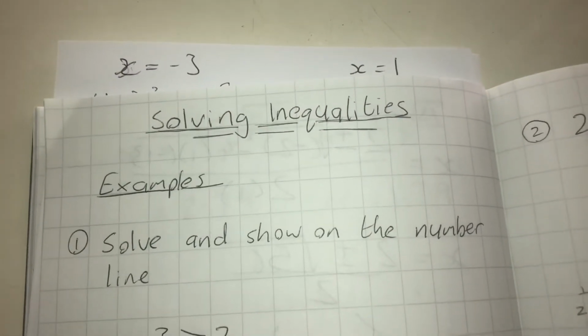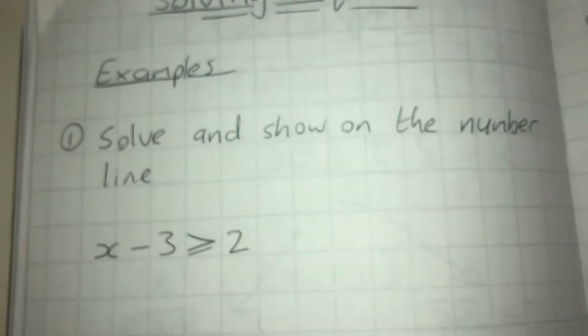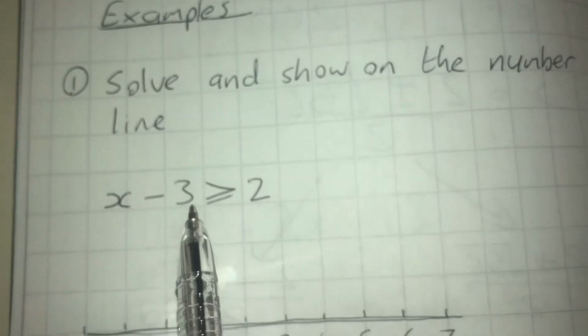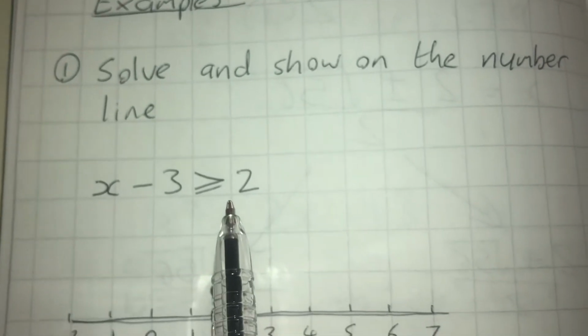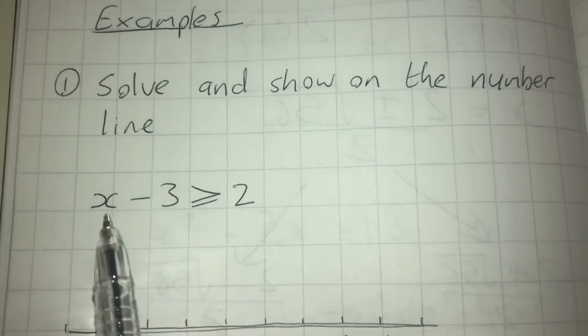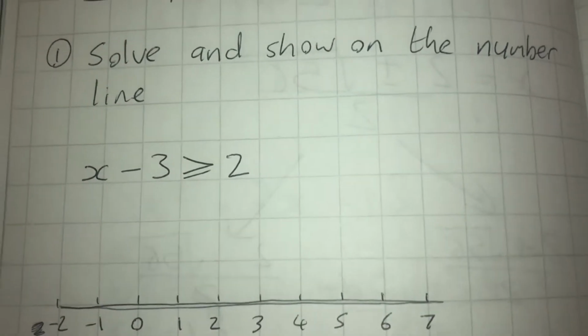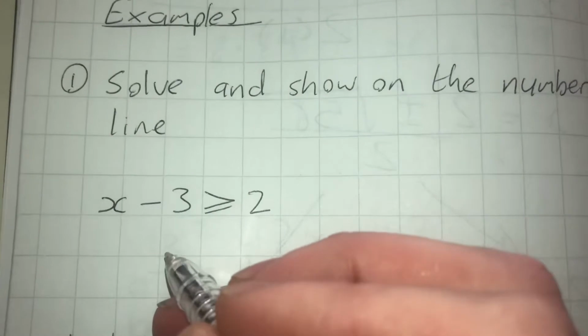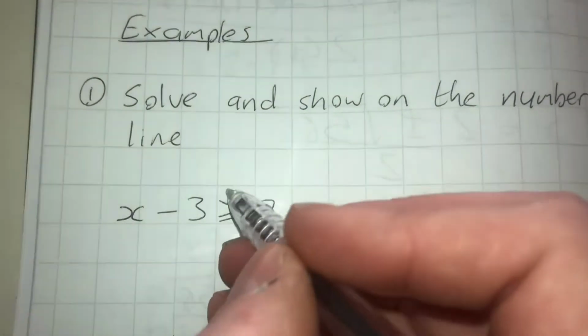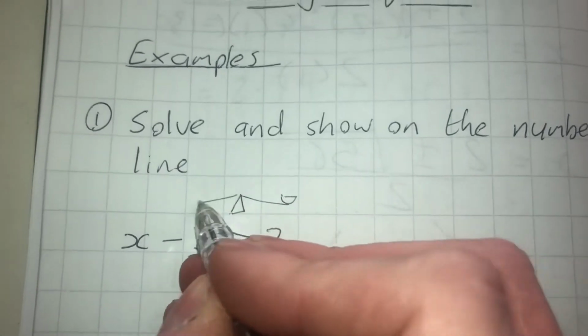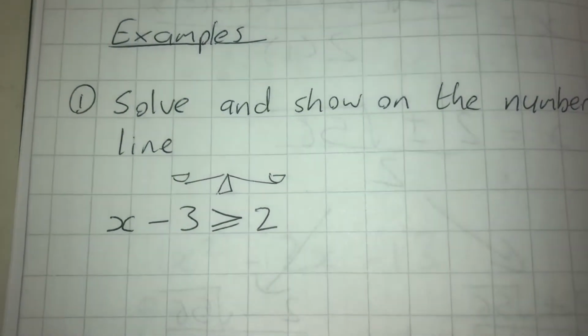Solving inequalities is very similar to solving equations. Okay, so basically if I was to look at this first example where I have x minus 3 is greater than or equal to 2, I have been asked to solve it, as in get x on its own and then display it on the number line provided. So just like an equation, if I want to get x on its own, I have to treat the inequality like a set of scales, okay, that are continuously balanced.